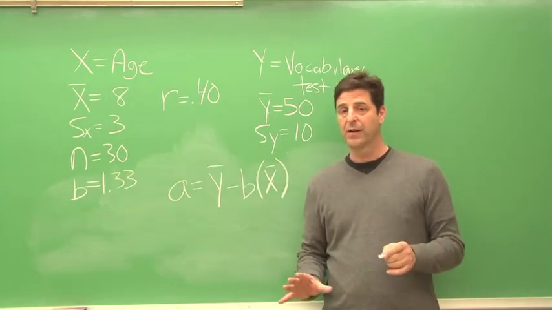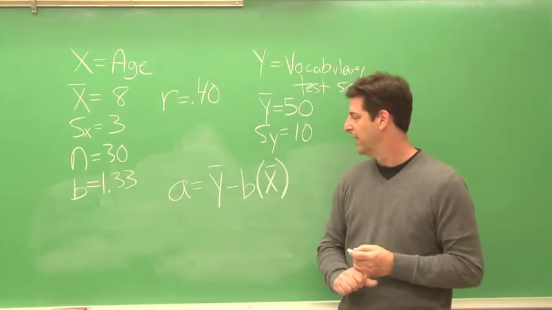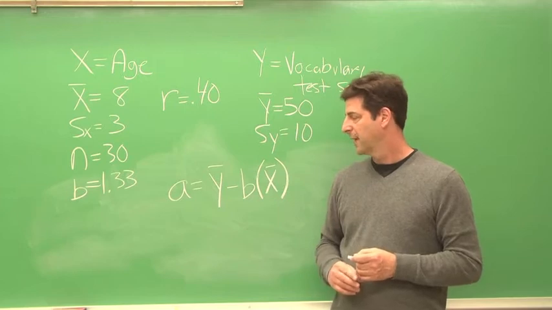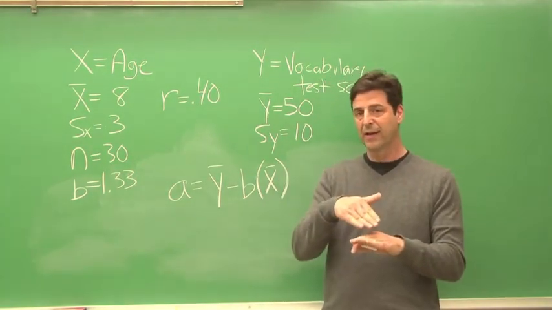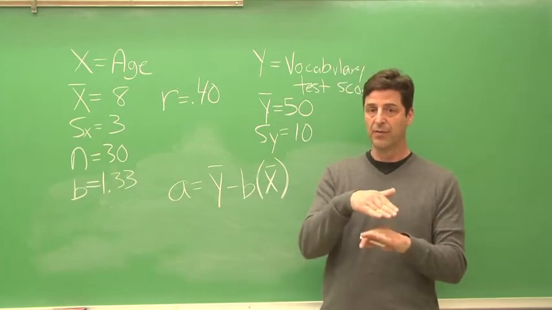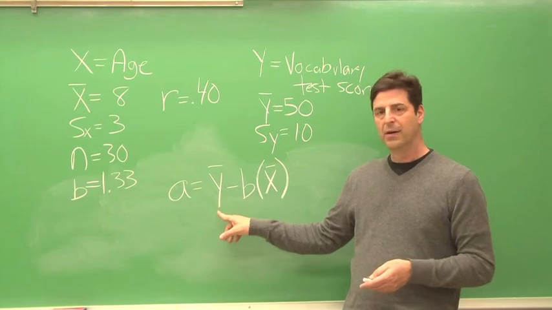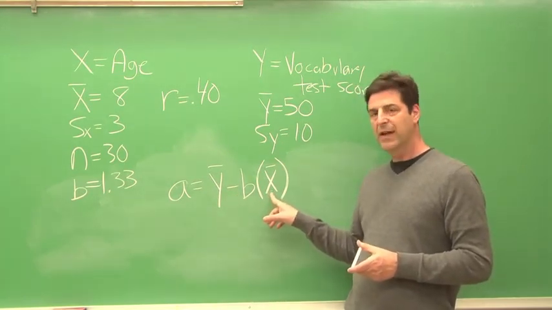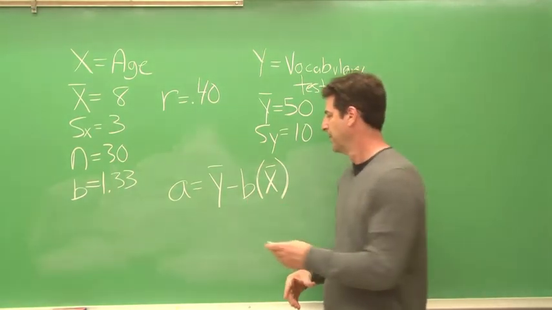All right, so we calculated our regression coefficient over here, b equals 1.33. Now we're going to calculate the intercept. This is where the regression line intersects with the y-axis. So this is the predicted value of y when x equals 0. And the formula is you take the mean for the y variable and subtract the mean for the x variable times the regression coefficient, or the slope.